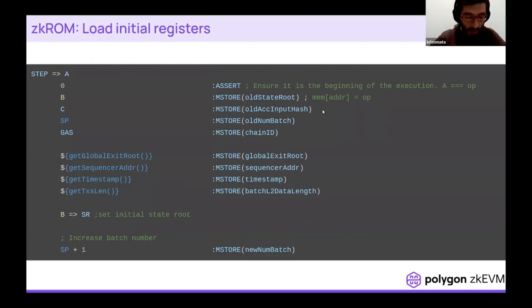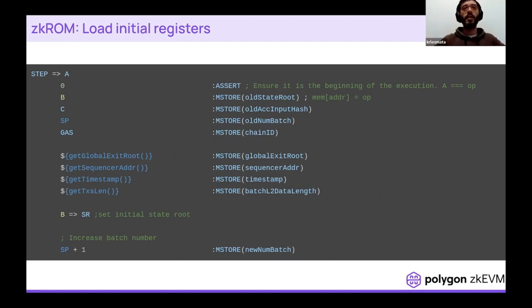Okay, so let's process a batch. Let's start the processing of a batch. This is the initial, I would say the main entry point to the ROM, and this is basically just loading some registers into memory, in that case into variables. We are just storing the old state root, the old accumulated hash, the old num batch, chain ID, global exit root, sequencer address, timestamp, and batch data into variables.